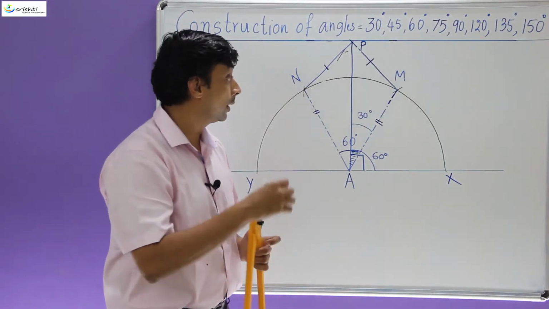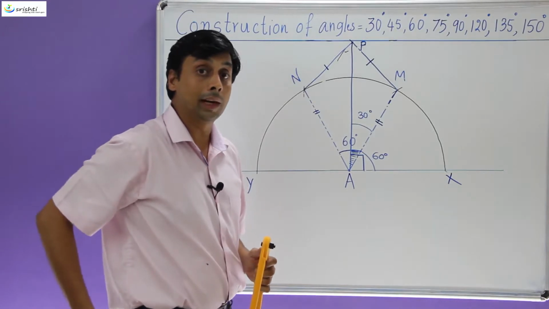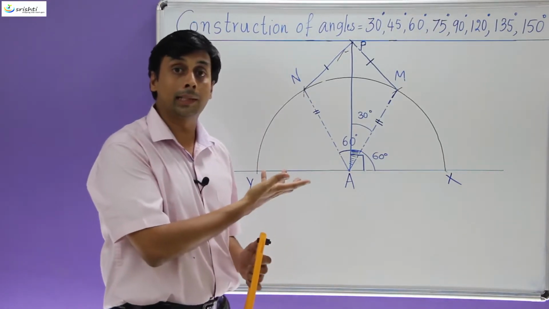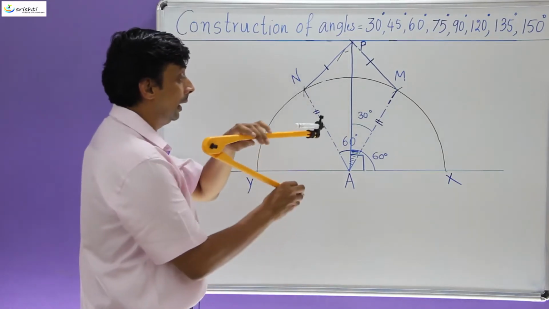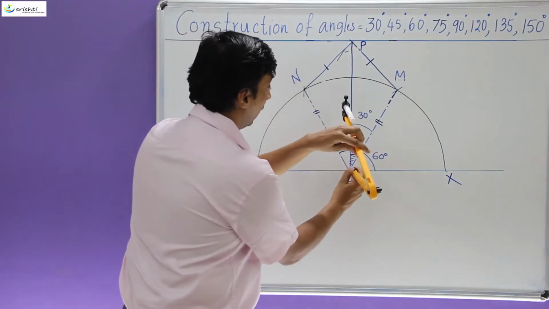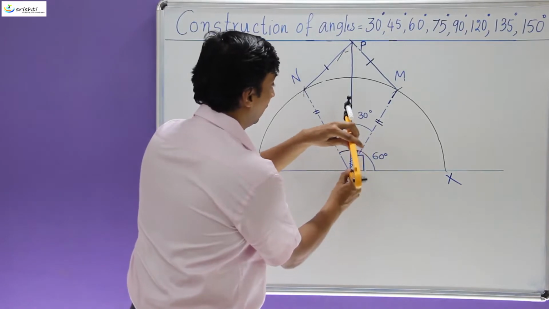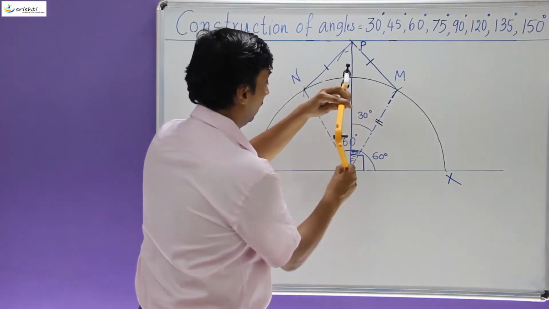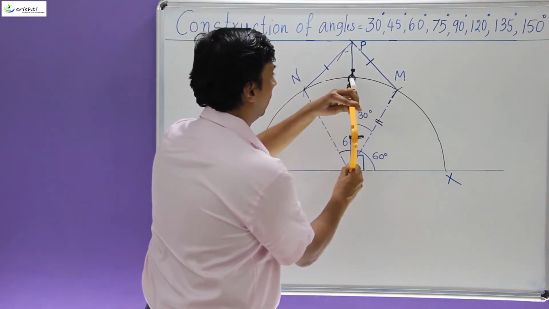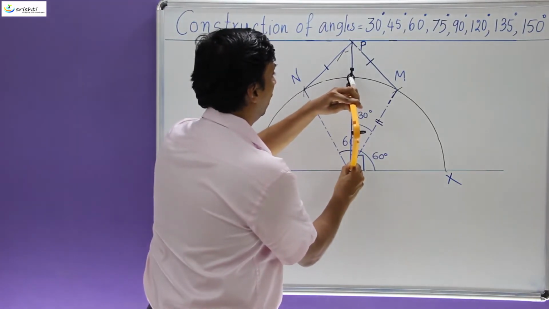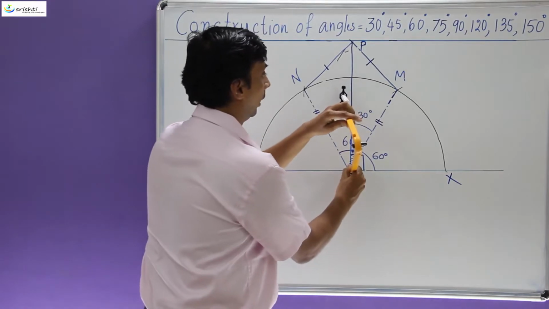So once we have constructed 90 degree, how can we get a 45 degree? It's simple. We just bisect the 90 degree and you should get a 45 degree. So how can we bisect the 90 degree? Let's take a suitable measurement. I am going to take the radius of the semicircle itself, or you can take any other measurement that you want. Okay, let me take a different measurement.